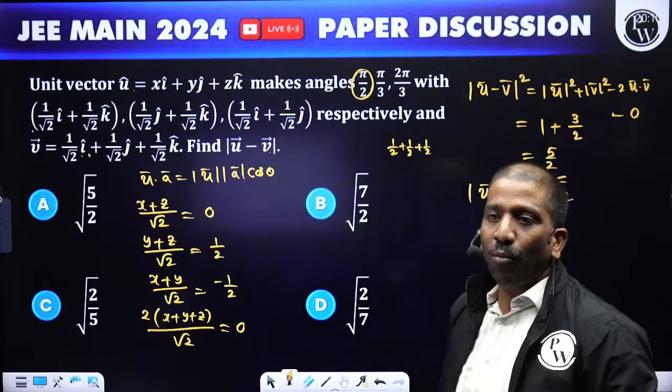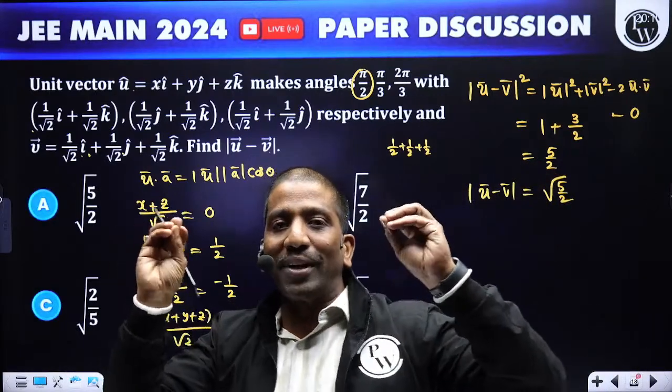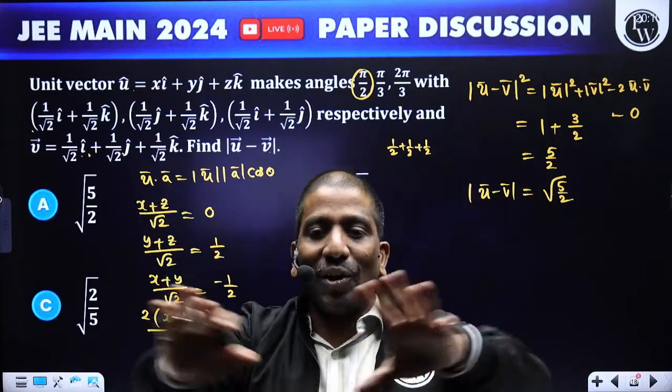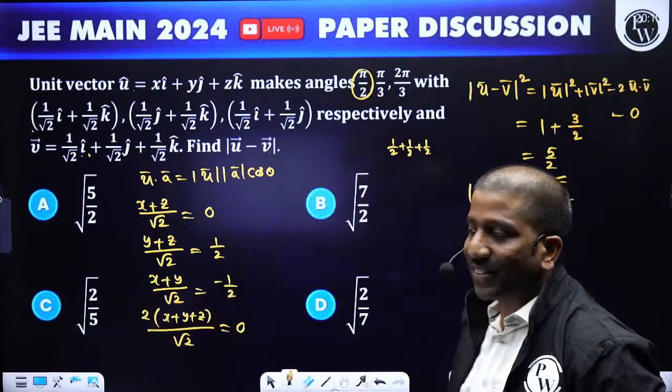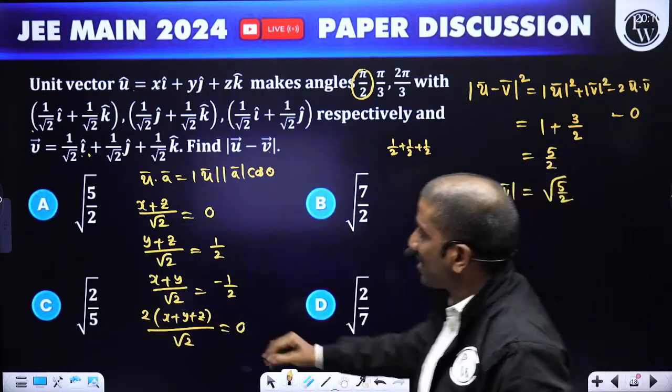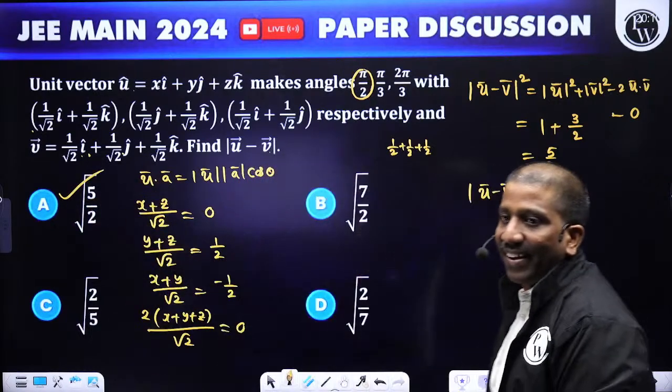This is the easiest solution for this question. Most of the time we will try to find x, y, z, but it is not required when you relate both the things. Correct? So the answer is A. Alright.